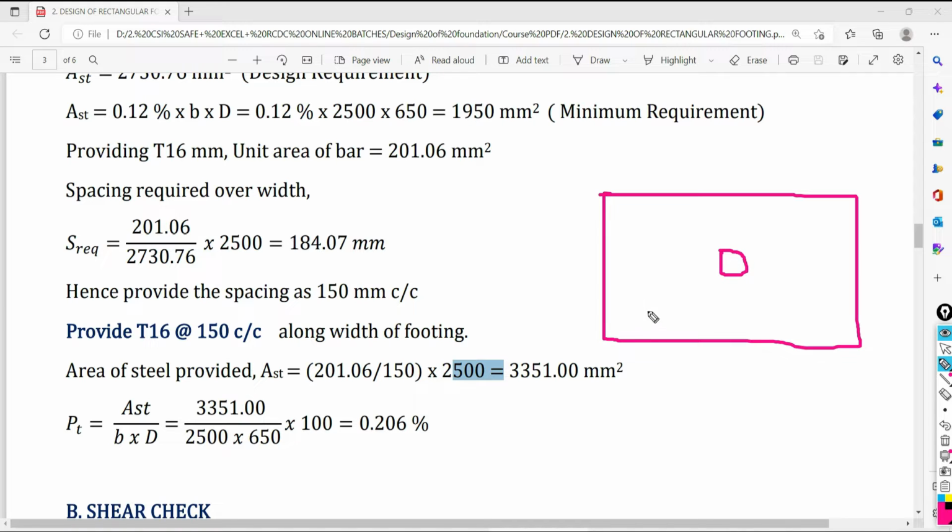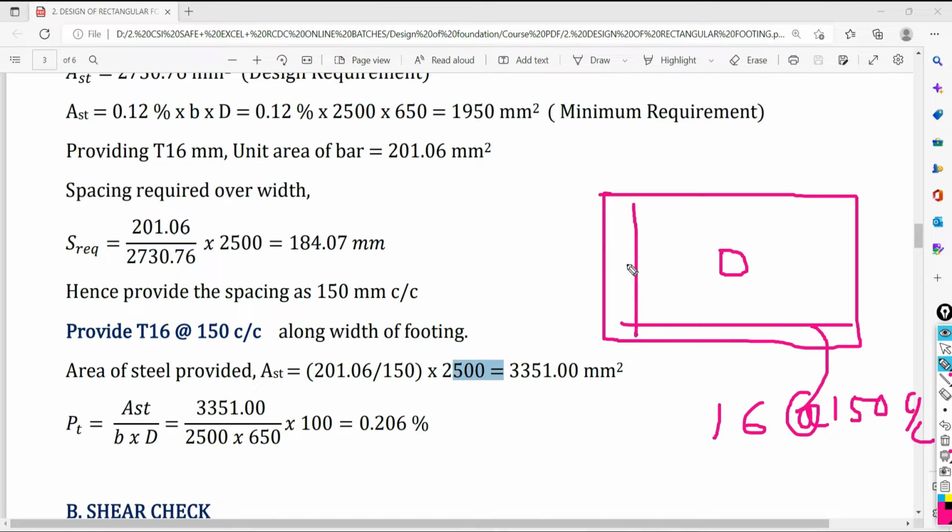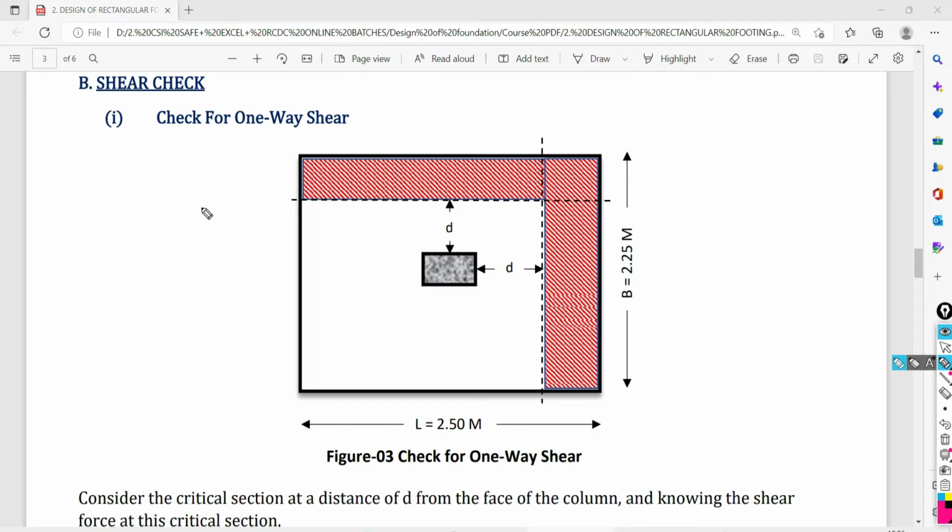See, along the length of the footing the reinforcement will be 16 mm dia at a spacing of 150 mm center to center. Along the width of the footing there will again be reinforcement of 16 mm dia at a spacing of 150 mm center to center. So in both directions we are getting the same reinforcement, with the same dia and the same spacing. Hope that you all understood these things. We have to check the provided depth against shear, whether it is safe or unsafe.